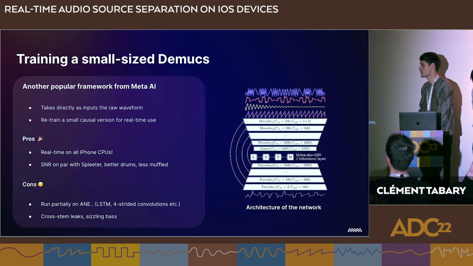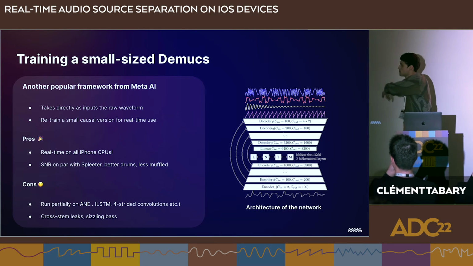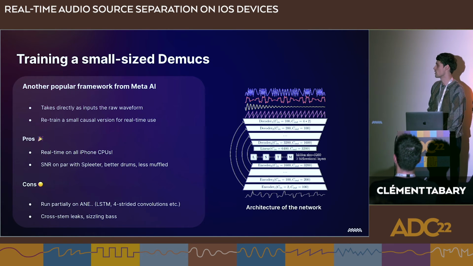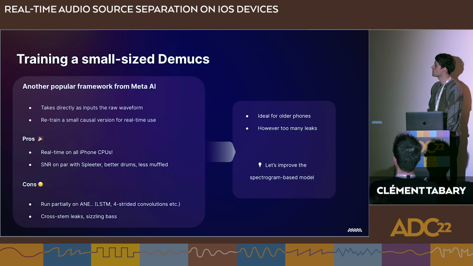However, we didn't take advantage of the ANE itself. We have layers here, like the LSTM, for example, and the convolutions in the encoding and decoding blocks, that are forced to run on CPU, and this doesn't work on ANE. We also have some quality issues. We have more leaks with this model. So in conclusion, it's good for the older phones. It will replace Spleeter.